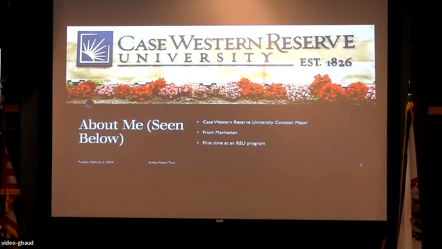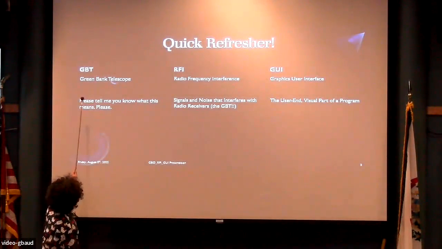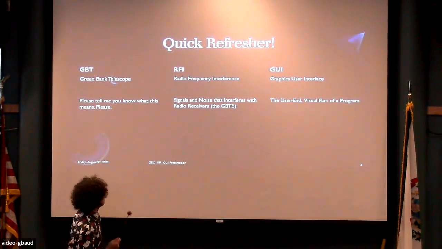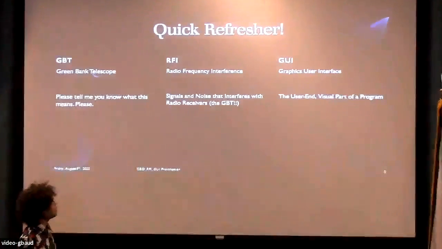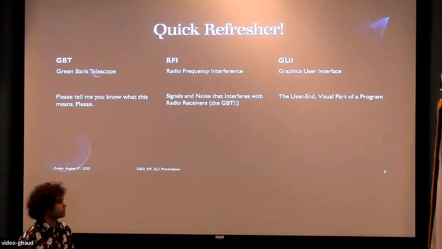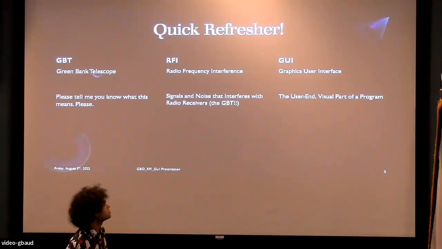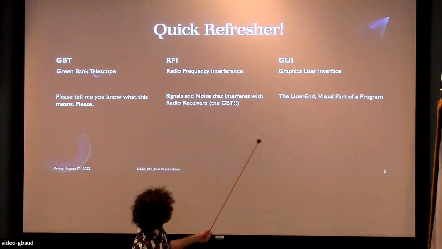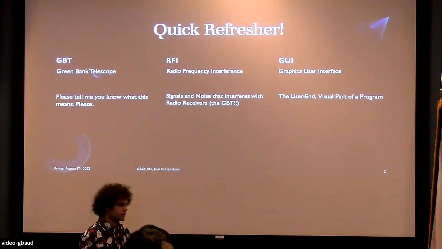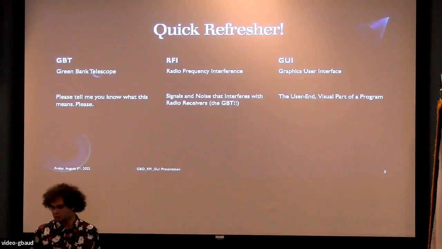So to begin, just a quick refresher on what these three acronyms are. GBT, you should know what that is. RFI, that was all of Nathan's projects. It is all of the noise, all of the stuff that can possibly get in the way of our observations here at GBT. Includes Bluetooth, it includes Wi-Fi signals, includes radio signals. And then GUI stands for Graphical User Interface. It is whenever you're using any programs, you are using the GUI. It is the user and visual part of the program.